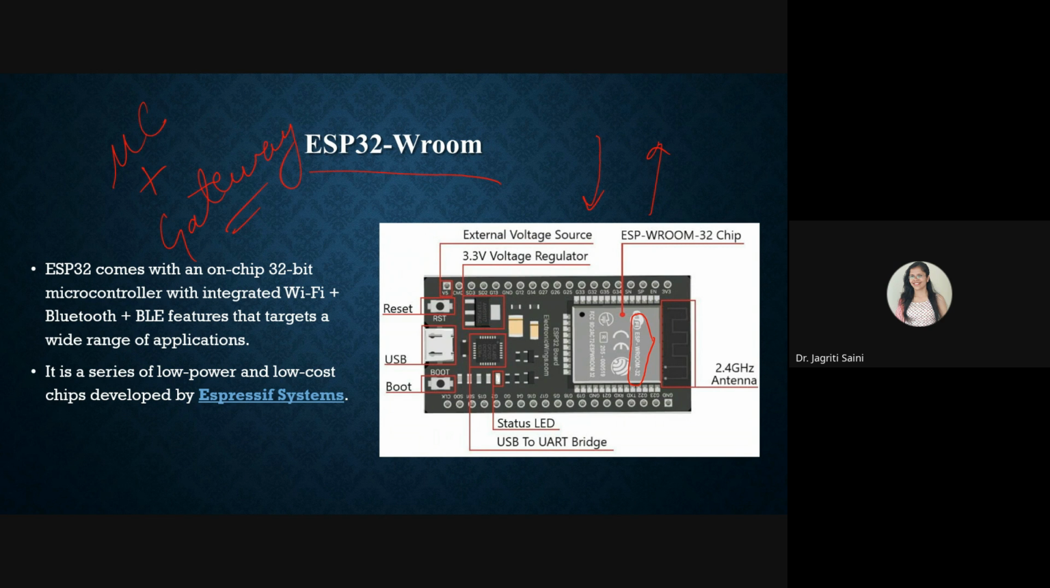And there is one more advanced feature. It comes with integrated Bluetooth or BLE features. So you get three things on the same chip. We can even call it three different types of gateways, because Bluetooth and BLE also have a set of different features. Although BLE is an extension of Bluetooth, we can call them a different set of gateways. So three different types of gateways you have on the same chip, and it also works as a microcontroller. And in comparison to your Arduino, this is a low power, low cost chip.